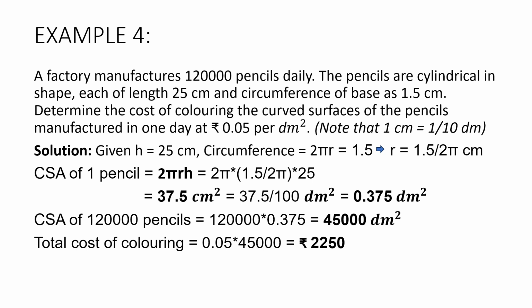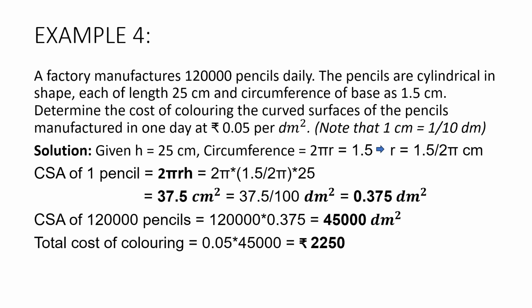So this gives the value of r to be 1.5 upon 2 pi centimeter. Right now we will not put the value of pi. The curved surface area of one pencil would be, since it is a cylinder, 2 pi r h. 2 pi into r, which is 1.5 upon 2 pi centimeter, into height, which is 25 centimeter, gives 37.5 centimeter square.